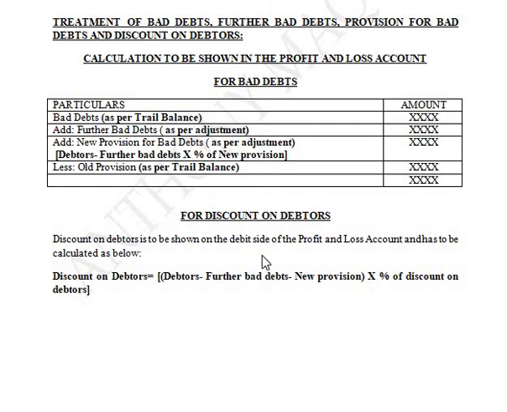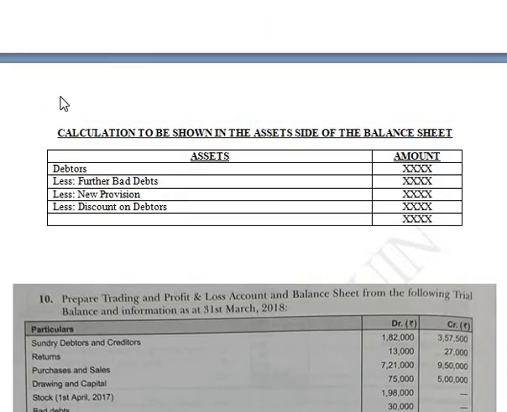And also discount on debtors is not here in this problem, so that's why we will not find it in the solution. Then again, if you look at debtors to be shown on the asset side of the balance sheet, in this problem we have only debtors, then we less the further bad debts, and we less the new provision. Since there's no information on discount on debtors, it has not been shown in this particular problem.